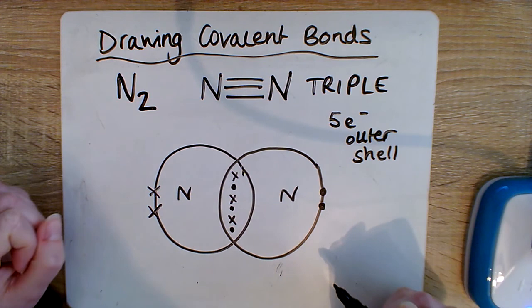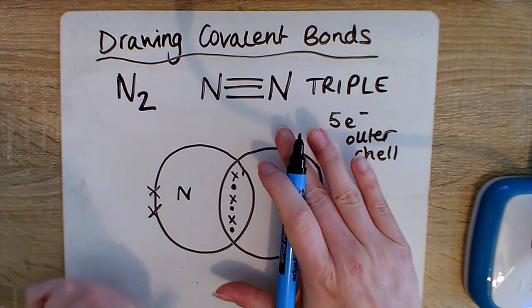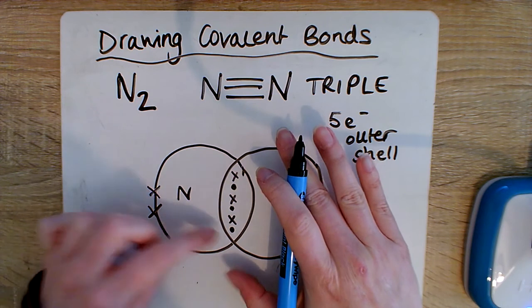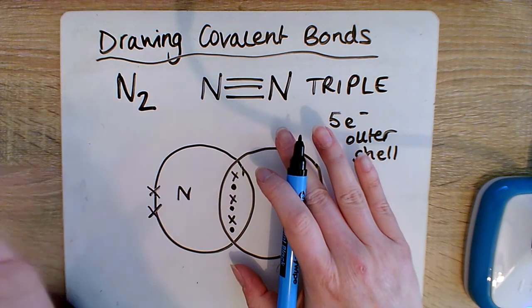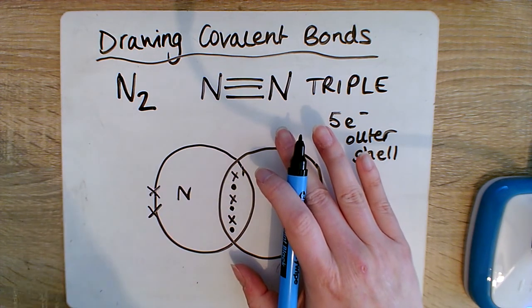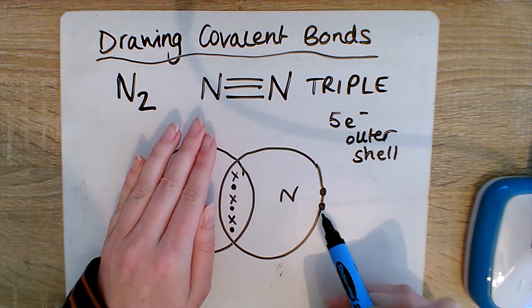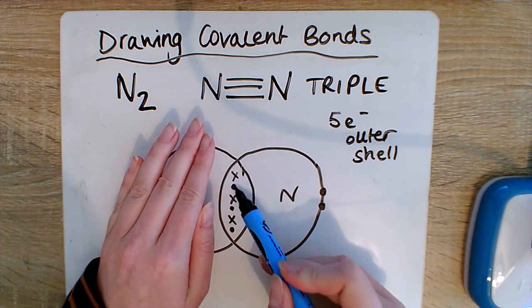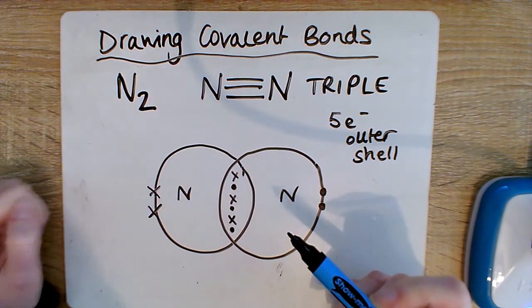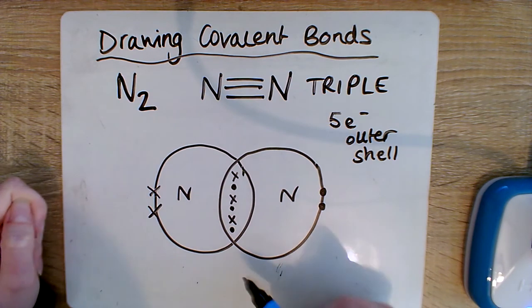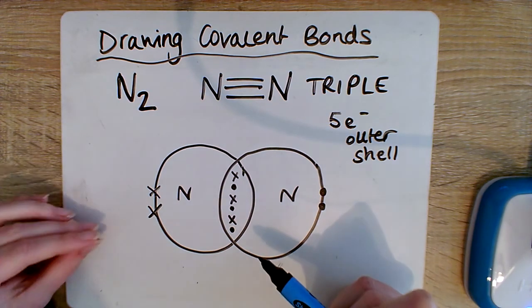And now we want to double check that we have got enough electrons overall. So if I cover up this nitrogen, I've got 1, 2, 3, 4, 5, 6, 7, 8. Perfect. It's got 8 electrons. It's got a full outer shell. And then on this one, we've got 1, 2, 3, 4, 5, 6, 7, 8. So we've got 8 electrons on this nitrogen. So they've both got full outer shells.